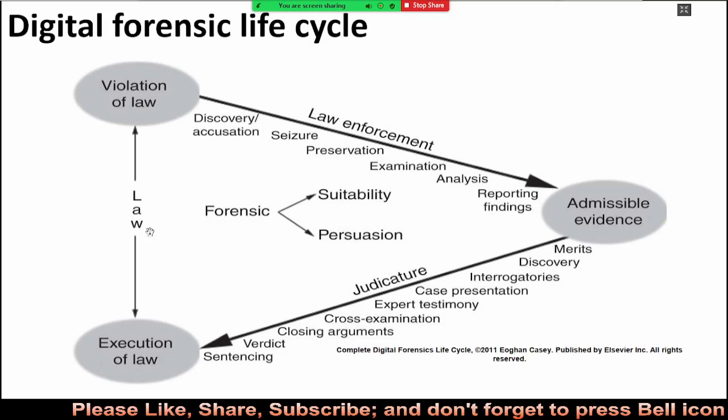Now we are going to see the digital forensic life cycle, or the digital evidence life cycle. This image I adapted from the book of Eoghan Casey, published by Elsevier Inc., Cyber Application and Forensic. So this is a violation of law. Whenever a violation of law or a crime happens, an FIR, a first information report, gets lodged, or sometimes the police go suo motu, meaning they take action on their own as soon as they get the information, without someone filing a complaint.